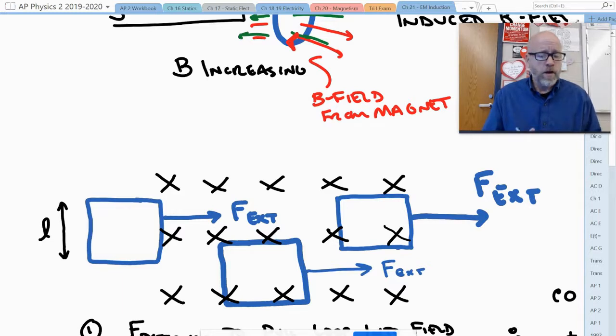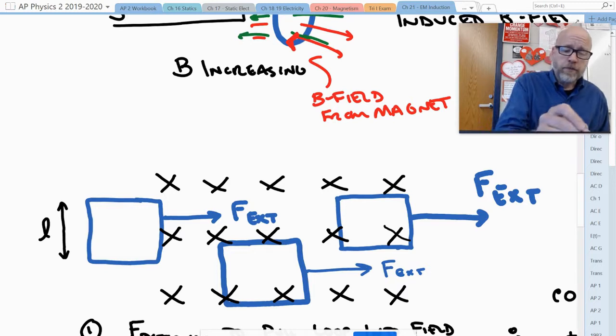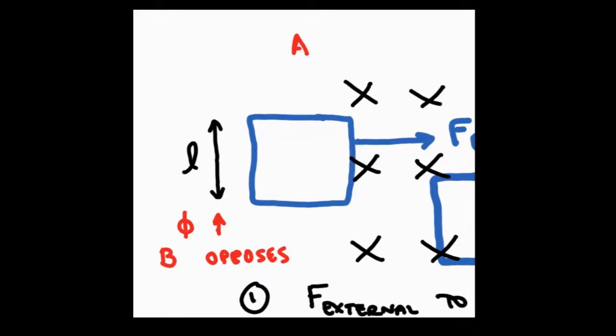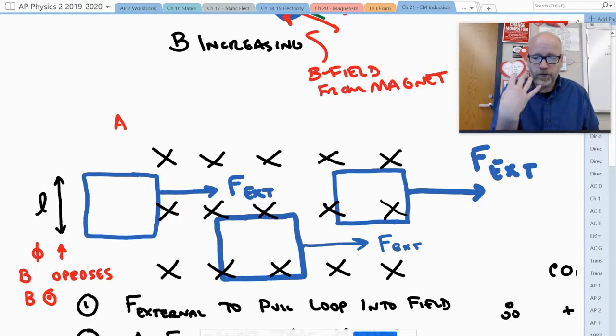Let's break it down. In the first situation, all the way to the left, I'll label it A. During A, I am going to say that the flux increases. Therefore, the B field opposes the change in the flux. So the B field produced in the loop is going to be the opposite direction, or out of the paper. So, ready? The B field is out of the paper.